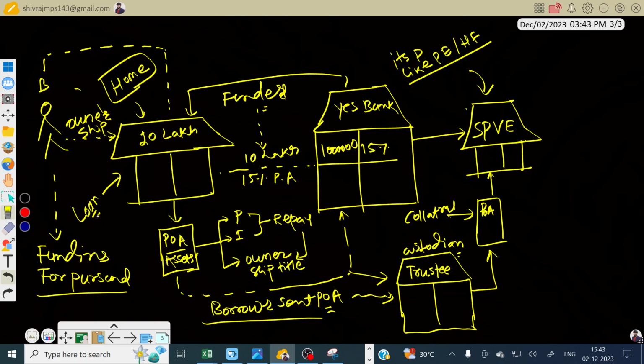Once the SPV, special purpose vehicle entity, received this obligation, as I said, it's an asset. If you received any assets, you can split that asset into small tranches. You can list those tranches, or issue those tranches in the market. So it's very simple. Once you receive this POA, the SPV will hold this POA. POA means power of attorney. And then the SPV will go ahead with the securitization process.